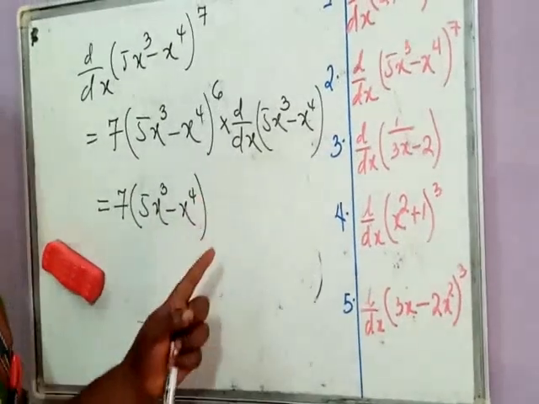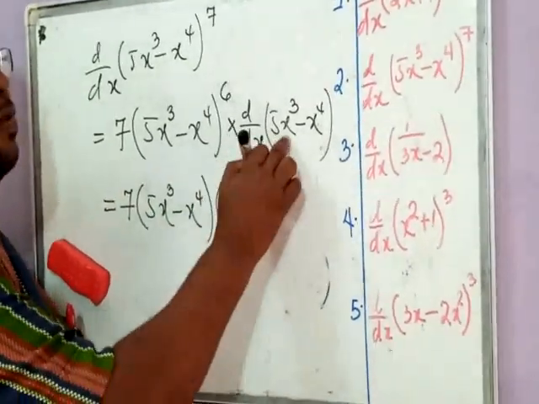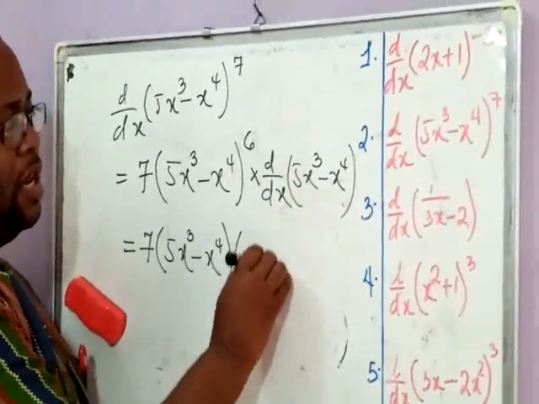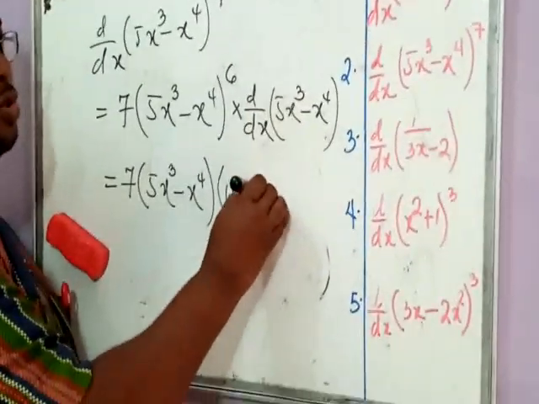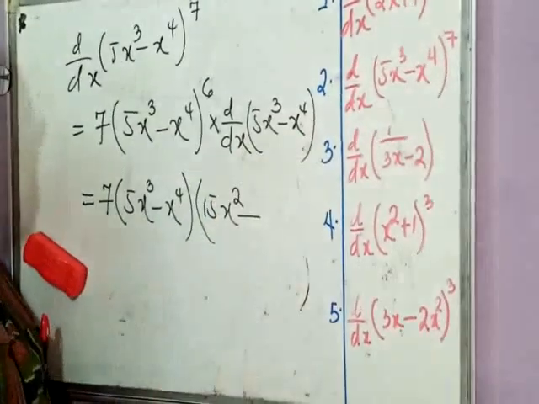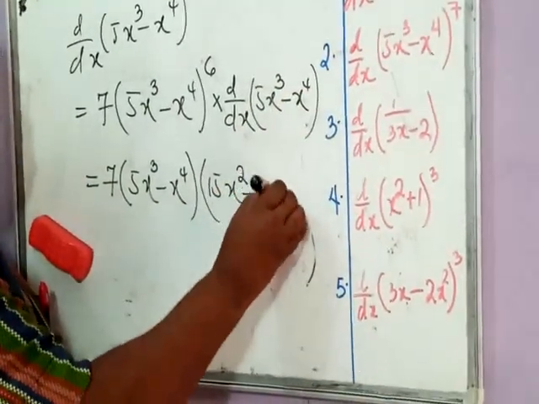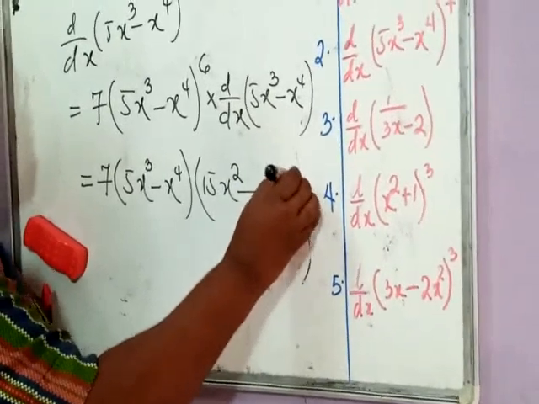Now we come to differentiate. When I differentiate 5x cubed, 3 times 5 gives me 15x, 3 minus 1 is 2, so 15x squared. Minus, if I differentiate x to the power 4, 4 comes down, we subtract 1, we simply have 4x cubed.